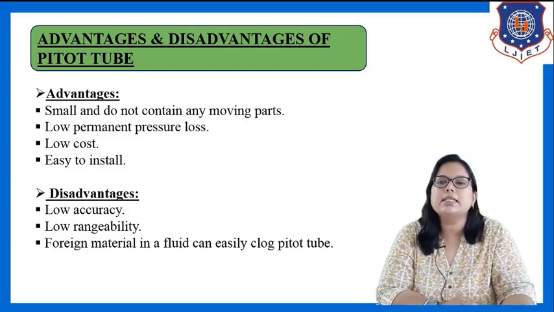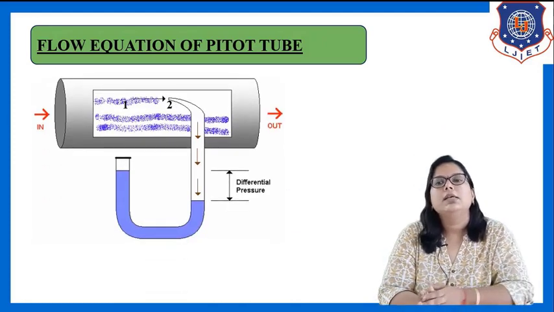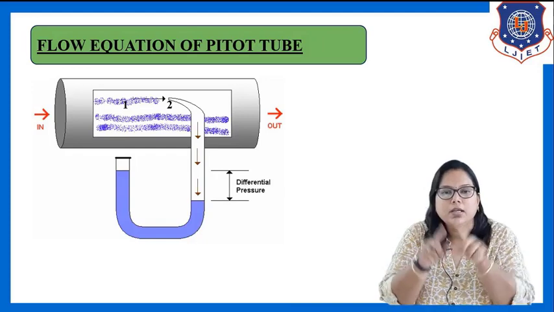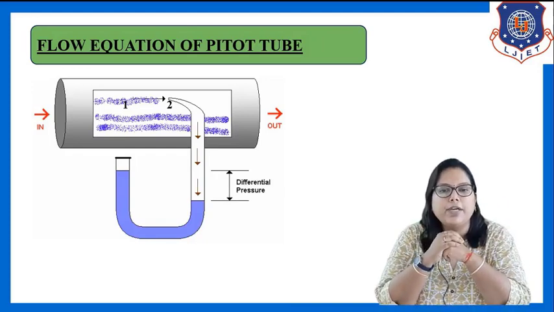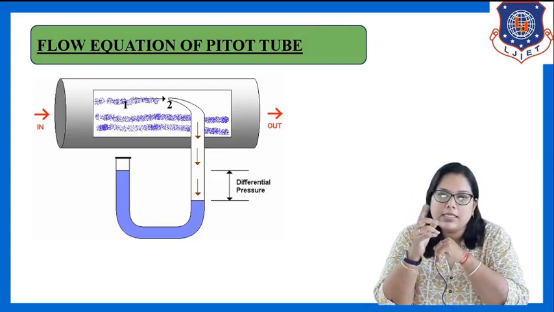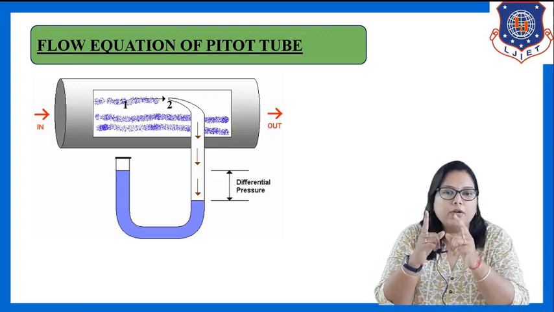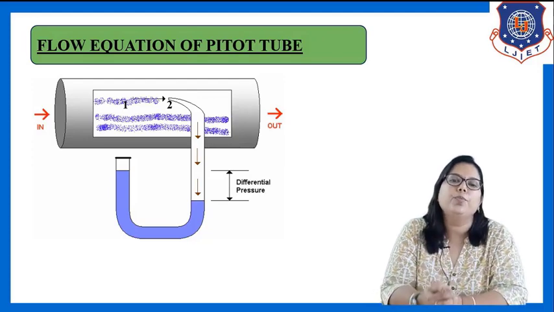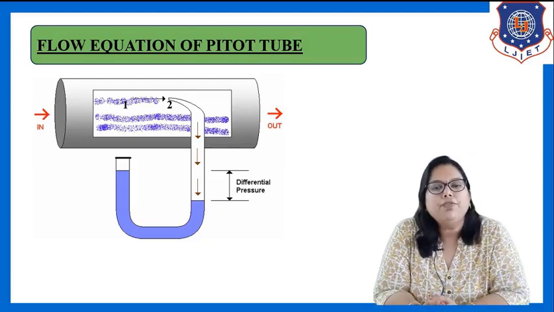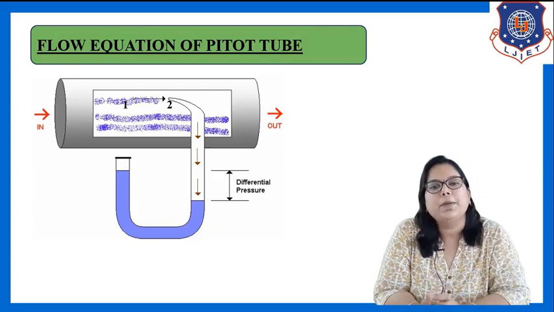Now, let us discuss the flow equation of the Pitot tube. See the figure. In the main pipeline where the fluid is flowing, we have inserted a Pitot tube. See in the figure point 1 and point 2. At point 1 and point 2, we have installed a U-tube manometer. If you have noticed, in all types of flow meter, we have installed a U-tube manometer where there is a pressure difference.